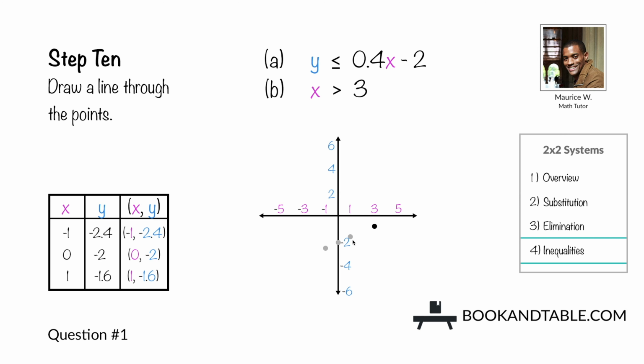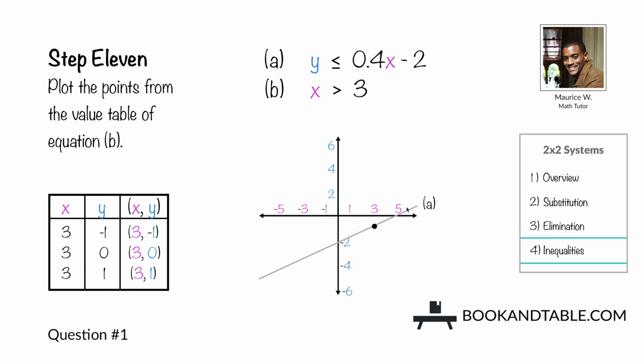So step 10, draw a line through the points. And it's a solid line, since we have less than or equal to. The equal to lets us know that it should be a solid line instead of a dotted line. So this line is for inequality A. Now let's repeat the process for B.